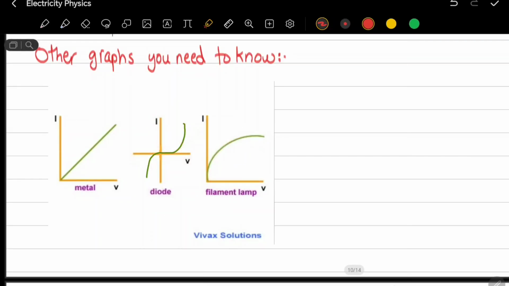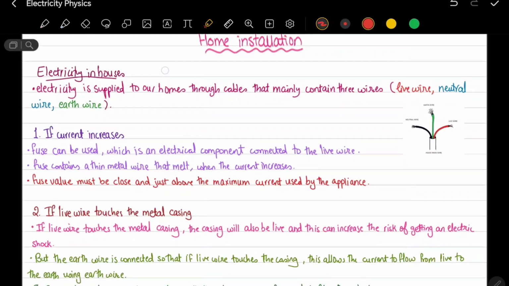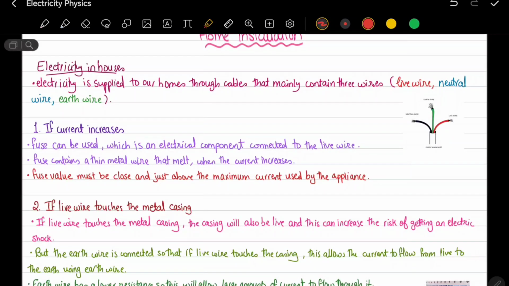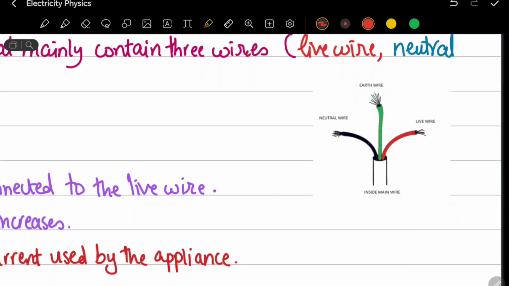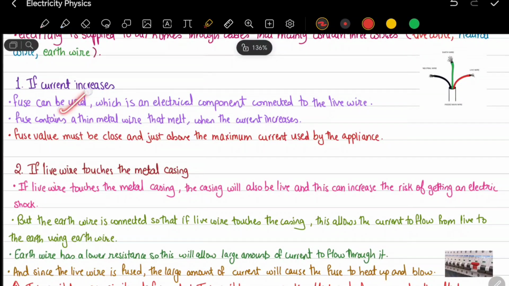Moving on into home installation, the electricity in houses. Electricity is supplied to our homes through cables that mainly contain 3 wires. We have the live wire, the neutral wire, and the earth wire. If the current increases, a fuse can be used. A fuse is an electrical component which is connected to the live wire.